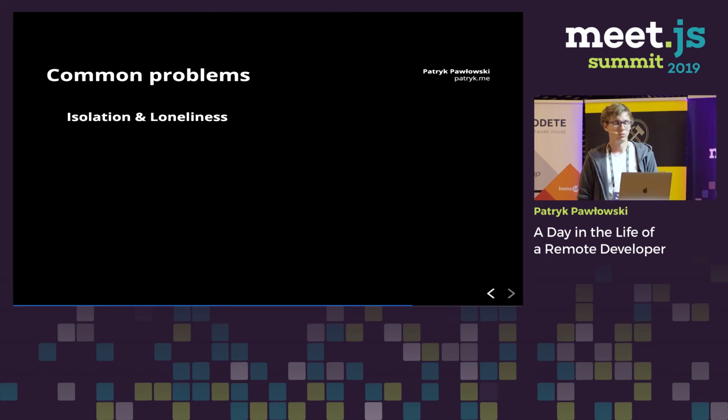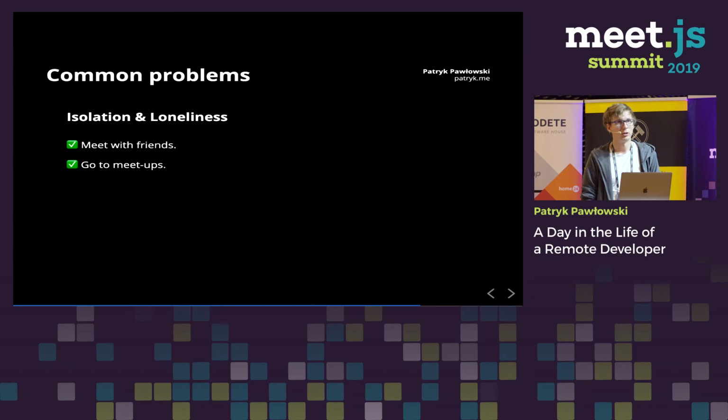So remote work isn't always so perfect, and there are some common problems that you can face. One of the biggest, or the one that is mentioned the most, is isolation and loneliness. But there are some things that can help solve this problem. Like you can meet with friends. You don't need to meet with coworkers. If you have friends, you can meet with them and have the social interactions that every human being needs.